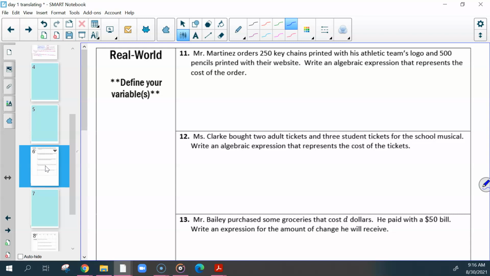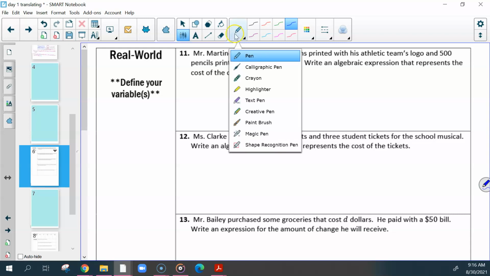Right, so I'm going to go ahead and read it, and then I want you guys to figure out what is important here. Mr. Martinez orders 250 keychains printed with his athletic team's logo, and 500 pencils printed with their website. Write an algebraic expression that represents the cost of the order. What is important here?